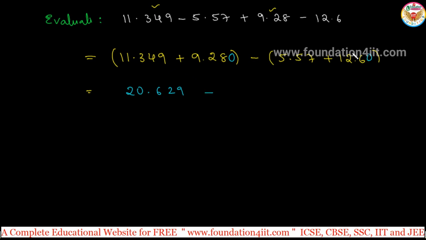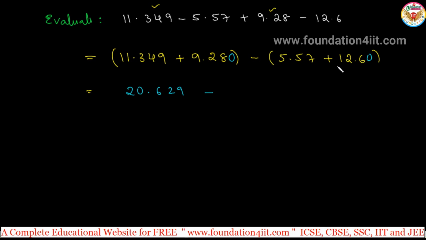Keep the minus symbol and add these both also. 5.57 plus 12.6. So 0 we can write, 2 decimal places. That is 7, 0. So 7, it is 1, 1, 8. So 18.17.